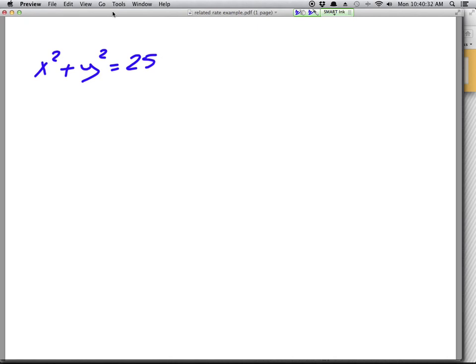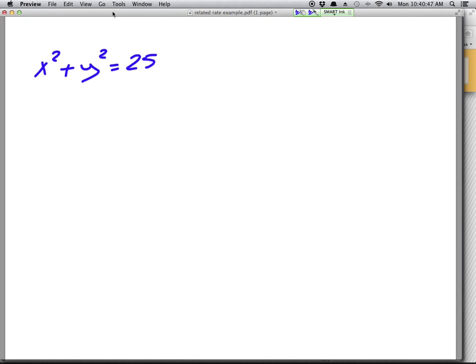Why are circles not functions? Because there can be more than one y value for your x values. It doesn't pass the what? Vertical line test, so that's why it's not a function. So here's my equation, x squared plus y squared equals 25.